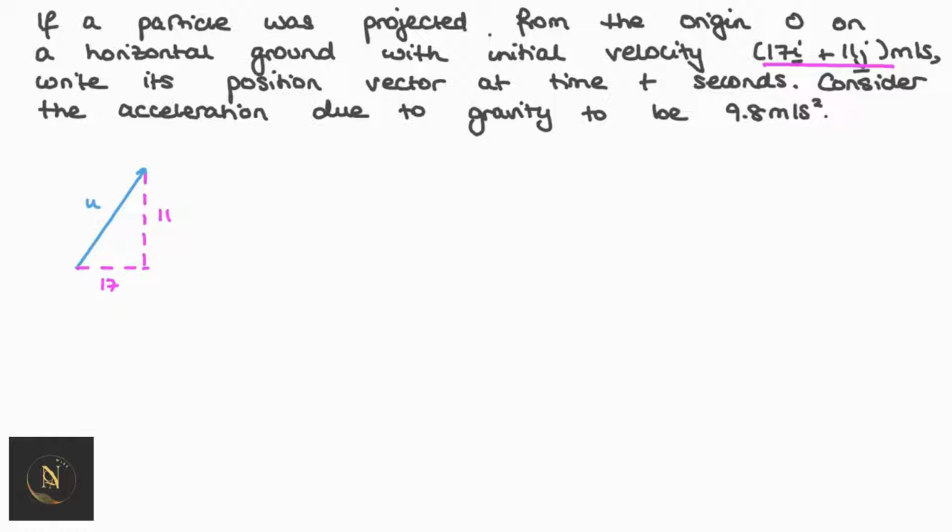We're given the initial velocity of the particle in vector form. Its horizontal component is 17 meters per second and its vertical component is 11 meters per second. We want to find its position vector, let's call that s, at time t seconds.